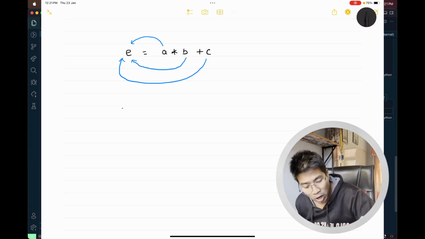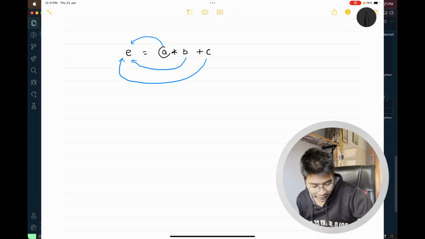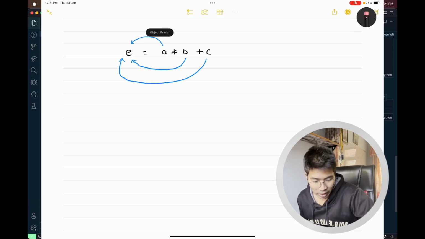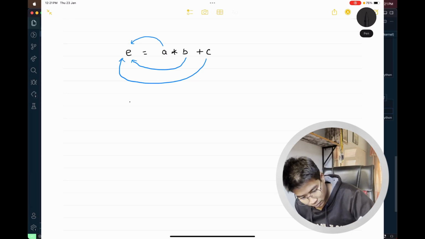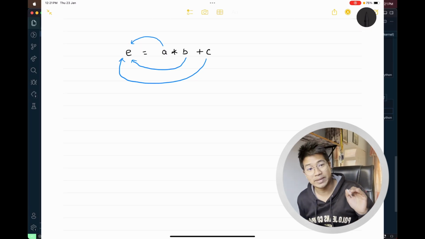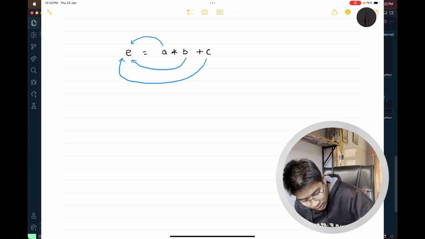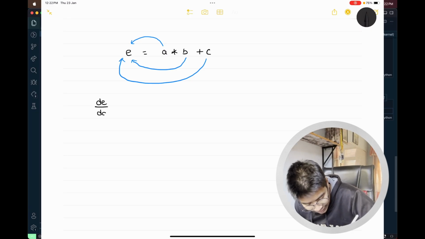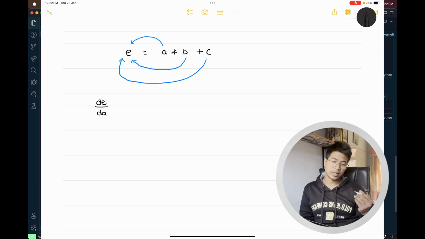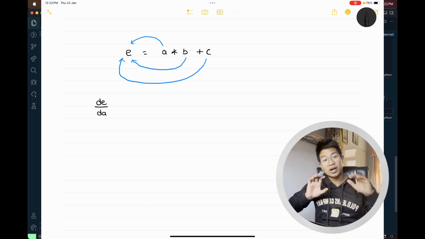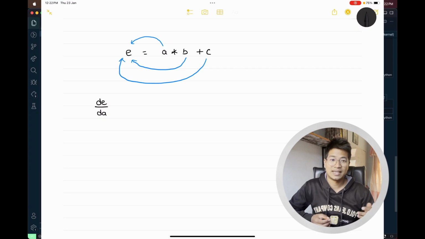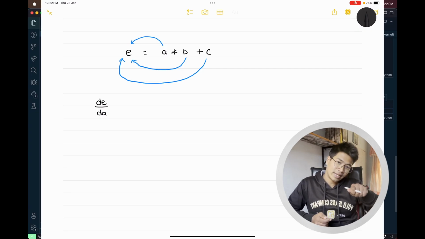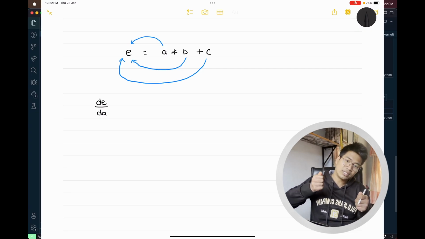If I want to know how A affects E, then what I should do is keep B and C as a constant. Okay, so over here, if I put my B and C as a constant, then I can calculate this now. How is my E affected by my A? The fancy way to say this would be the partial derivative of E with respect to A. That's basically, if I turn this A knob, how does my E knob turn?